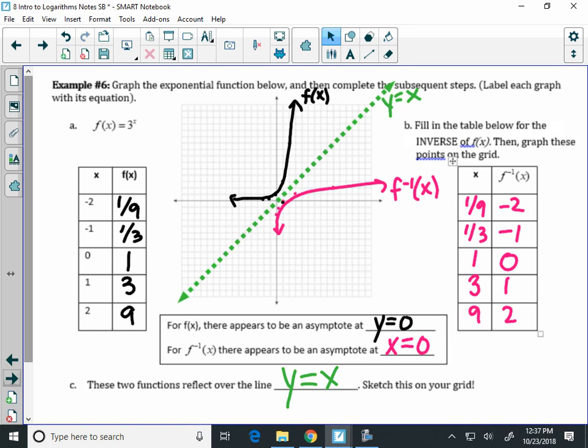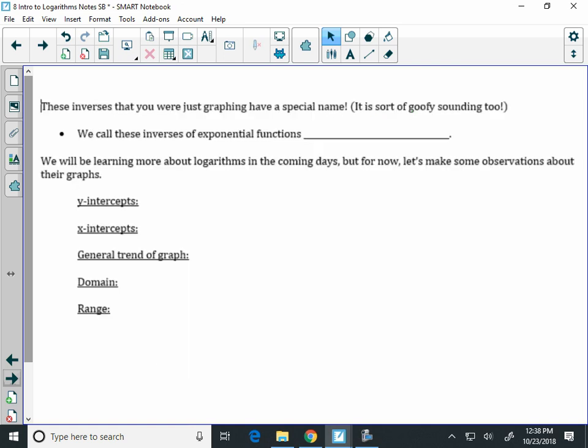So we've graphed the inverse of an exponential function. When you're done with that, you can flip to the next page, to a definition here. We call this graph, that new pink one we were doing, a logarithm. So exactly, the inverse of an exponential function is a logarithm. That's what a logarithm is. It's just a different name.